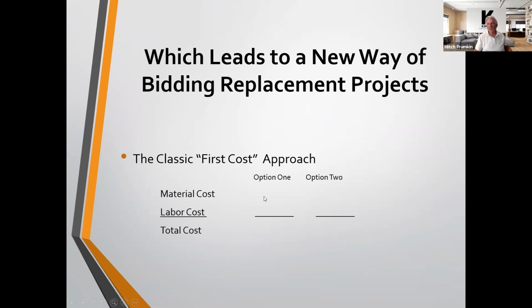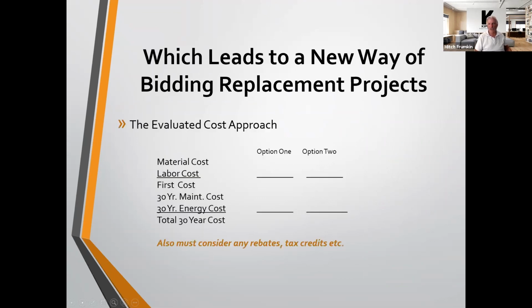This is the classic way of doing it. Material and labor for total cost. You decide how much, what you're going to do. If you had a wood fence here and a vinyl fence here, you're going with the wood fence because it's going to cost you a lot less on a first cost basis. But whenever you do replacements now, add to it either the maintenance cost or the energy cost, and I promise you your decisions will change.